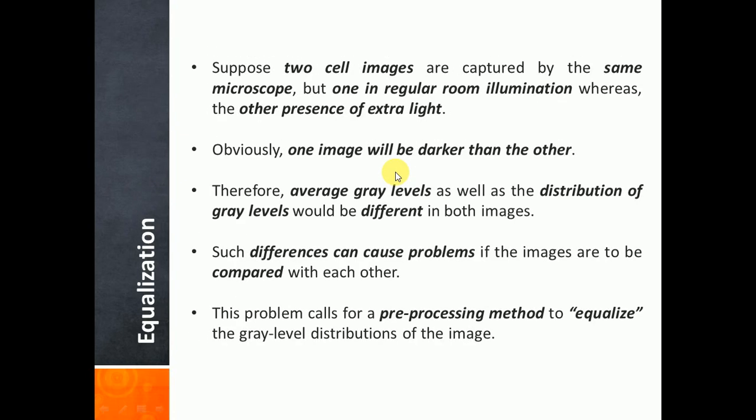The last is histogram equalization. For instance, if you take two cell images using the same microscope, but the illumination of the light is different, although the cell images may actually be the same, one image will appear darker than the other because of the illumination problem, not because there's inherently something different in the cell image. One way of resolving this problem is what is referred to as equalization, where you try to equalize the gray level histogram.